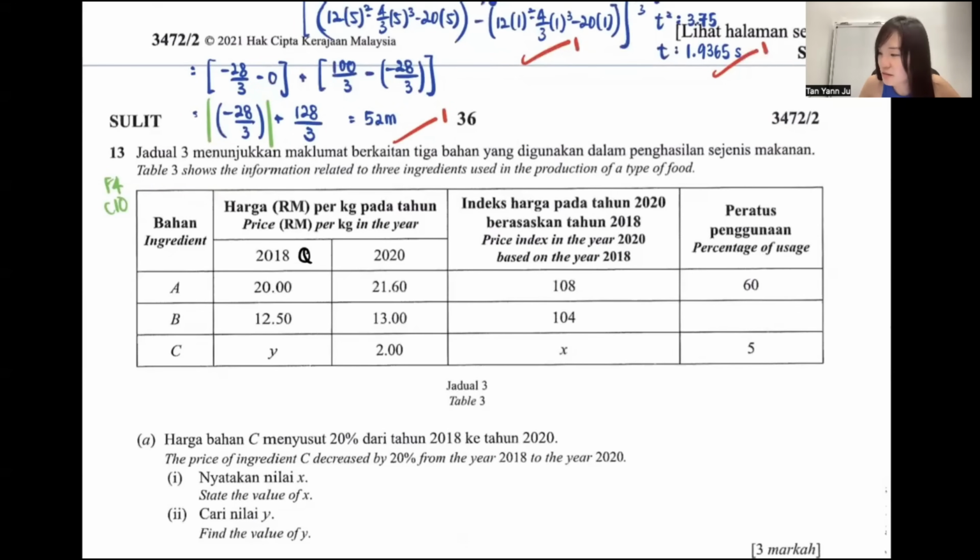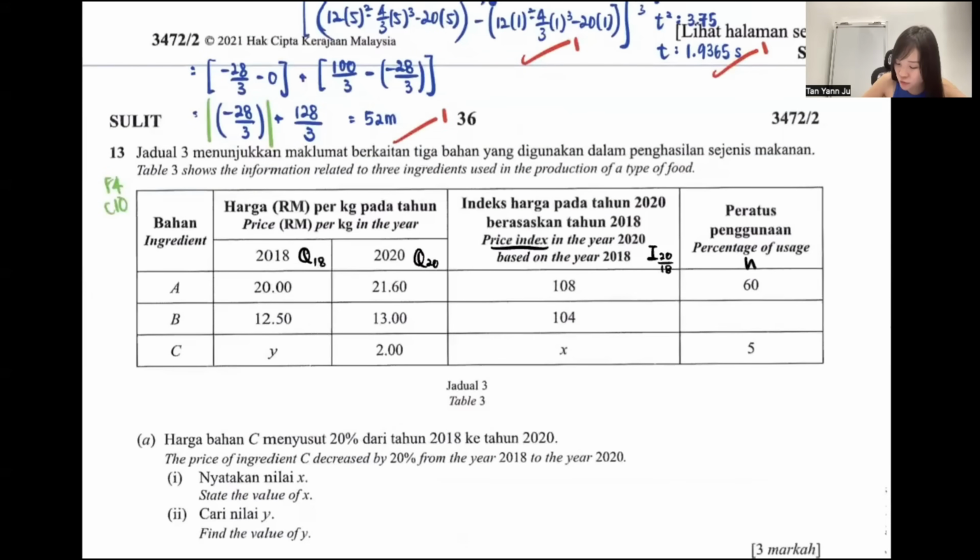They always write Q because Q stands for quantity, okay? So it's not always for price. Quantity is the correct one. So this one is Q for 18. This is Q for 20. This one is price index. Index is always I. This is index 20 over 18.